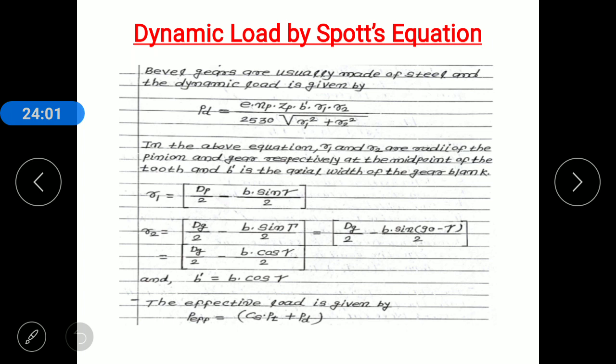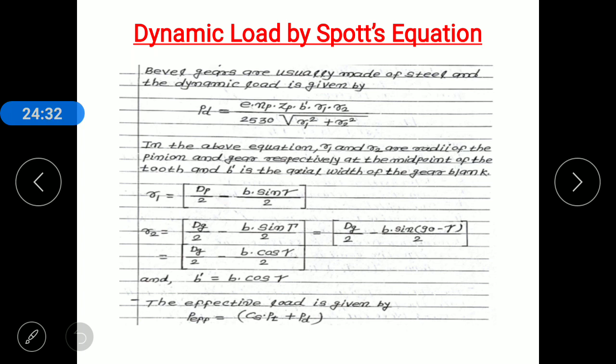In the above equation, r1 and r2 are the radius of the pinion and gear respectively at the midpoint of the tooth, and b dash is the axial width of the gear blank. Everyone should know how to find the mean radius of pinion and gear. R1 is the mean radius of pinion, that is dp by 2 minus b into sine gamma divided by 2. Gamma is the pitch angle for pinion.